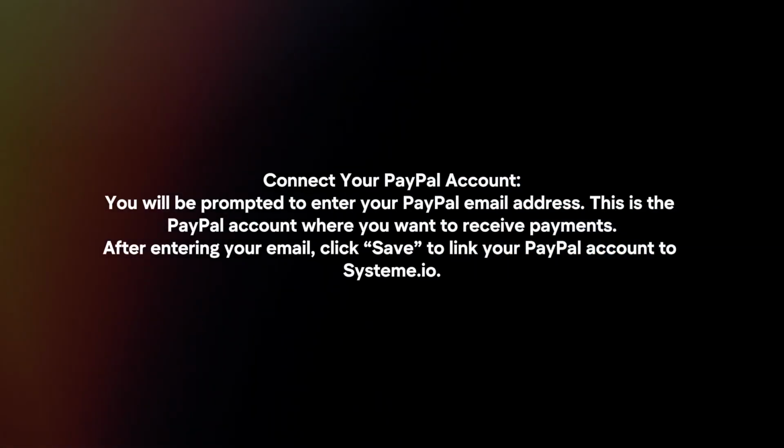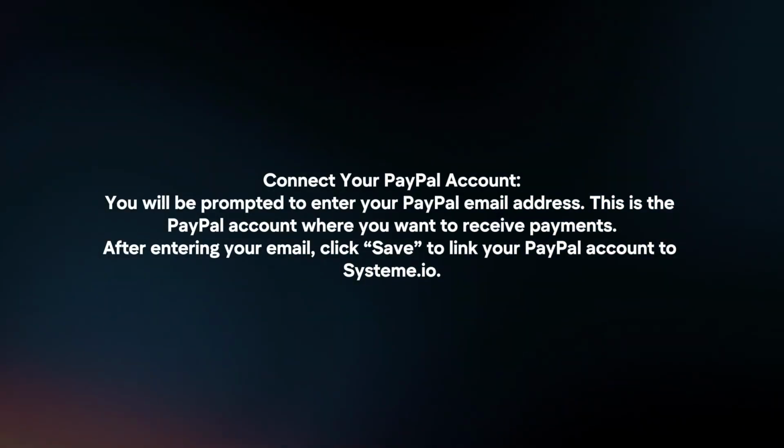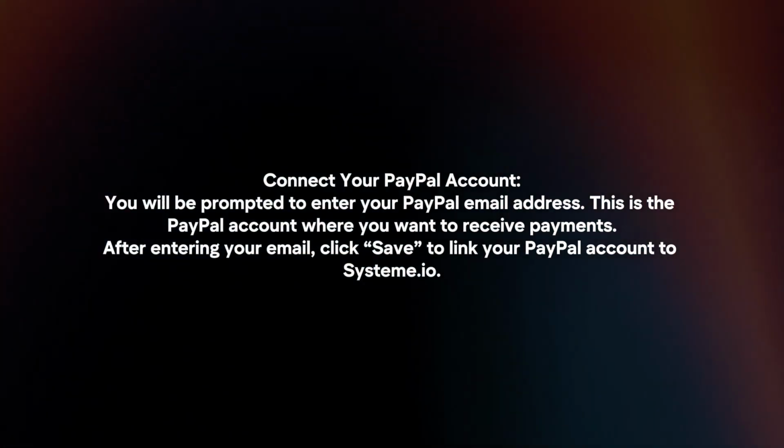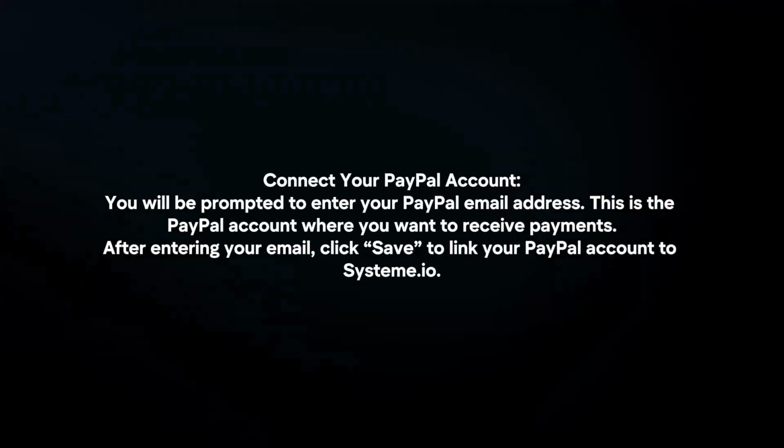Connect your PayPal account. You will be prompted to enter your PayPal email address. This is the PayPal account where you want to receive payments. After entering your email, click Save to link your PayPal account to System.io.